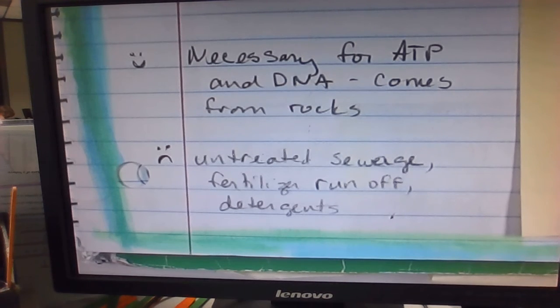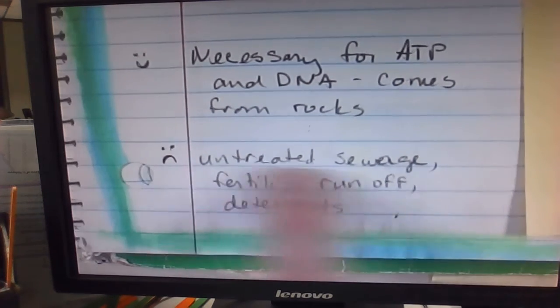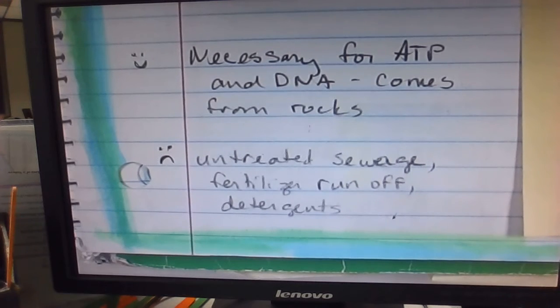So phosphorus is essential. We need it for ATP and DNA. It comes from rocks. Of course, when we get it, it's because of the breakdown of rocks and it gets into plants. They absorb it, or into the water supply. The bad part is that it is part of untreated sewage, fertilizer, and detergents. And so those kinds of runoffs end up polluting aquatic ecosystems.